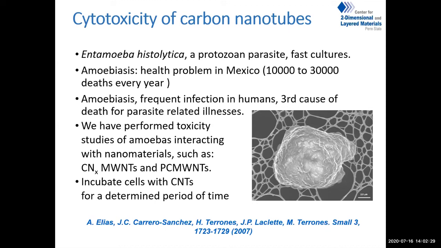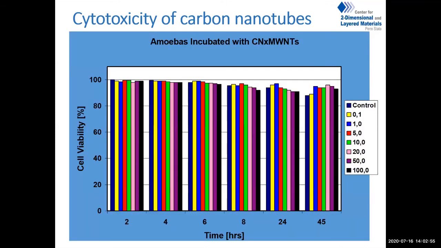It was about what happens when you put the amoeba, a protozoan, a unicellular organism, very old and ancient, in contact with different types of tubes. The reason was that amoebiasis is a health problem in Mexico, and many people die every year. So we made dispersions, and this is the control, and then every row here indicates a higher and higher concentration of carbon nanotubes in the suspensions, and then you put the amoeba in the media, right?